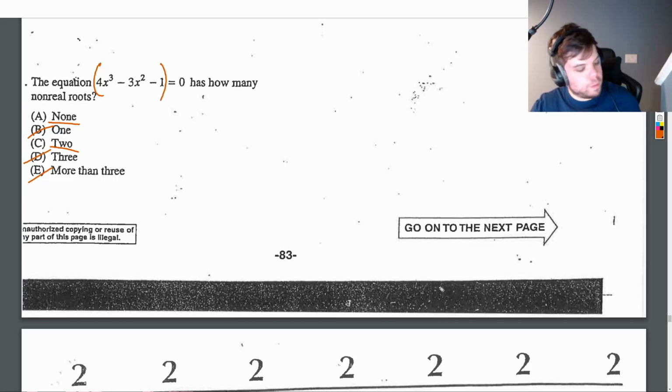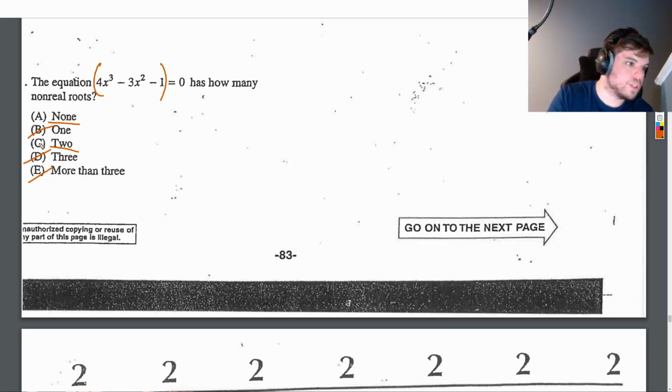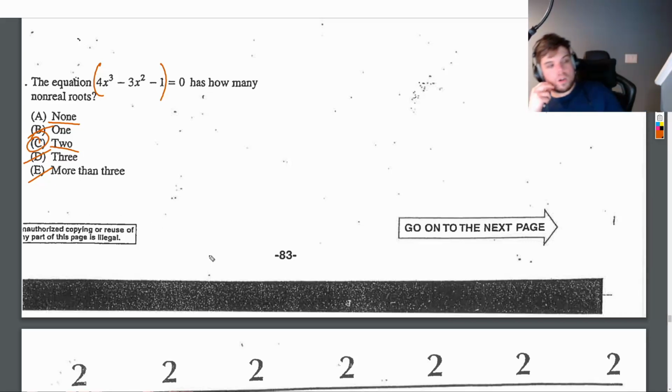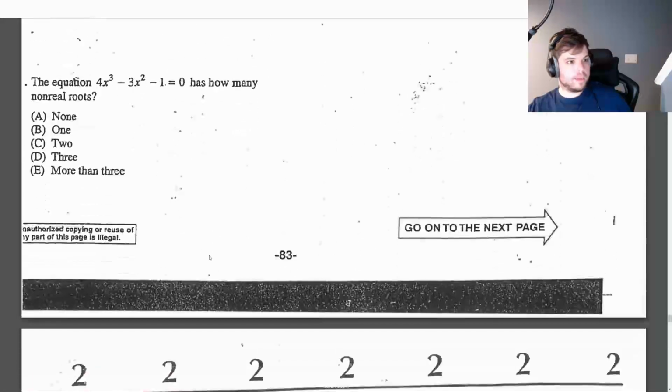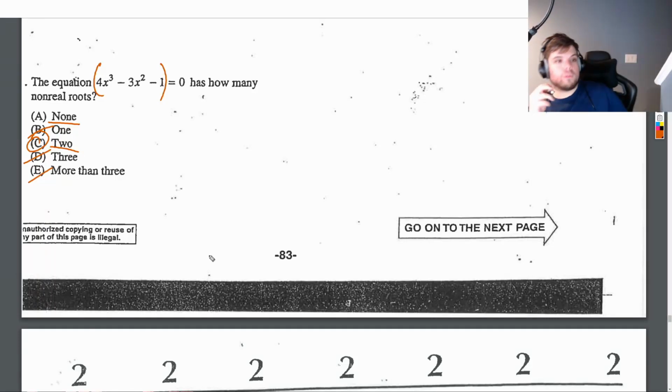It does its loop below the x-axis, which means that we know the answer is 2. Is there a way to know that? One second. Is this 43? Yeah. Okay, so I do believe that 43 is C.